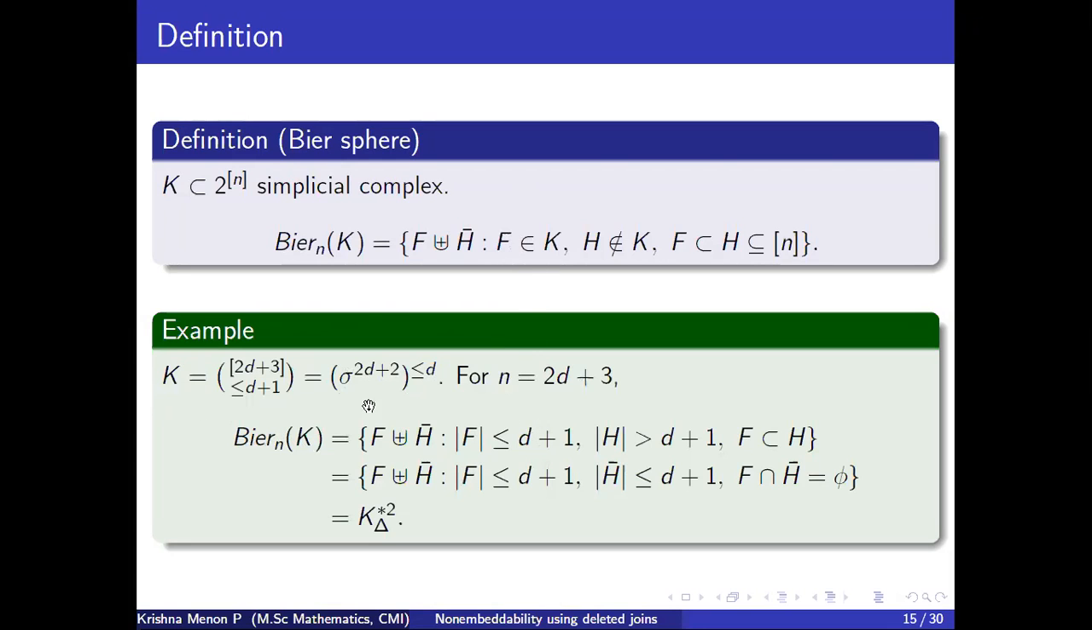See, F belongs to K means it has less than or equal to d plus 1 elements. Similarly, H does not belong to K means greater than d plus 1. So just by definition, you get this. And rewriting these two conditions in terms of the complement, you can write it in this form. But now when you read this definition again, you have actually just written down the deleted join of K. Right, because less than or equal to d plus 1 just means it belongs to K. Right, so in this case, the Beer n sphere of K is the deleted join of K. It's not true in general, but for this specific K and n, it turns out to be the deleted join.